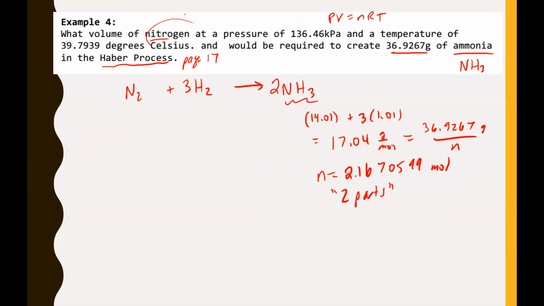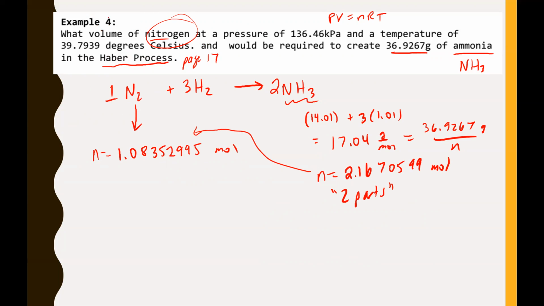We're looking for the volume of nitrogen. So that tells me we should probably find the number of moles of nitrogen, which notice is only 1 part. So we should take this number and divide it by 2, to find that the number of moles of N2 is 1.08352995. Perfect. Moles.